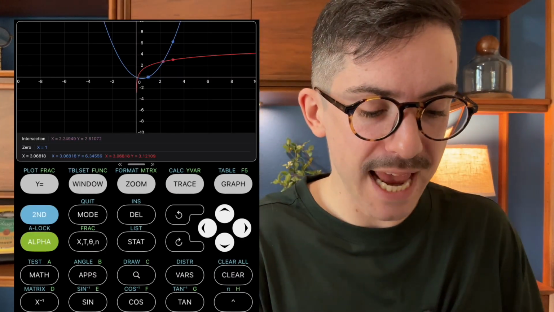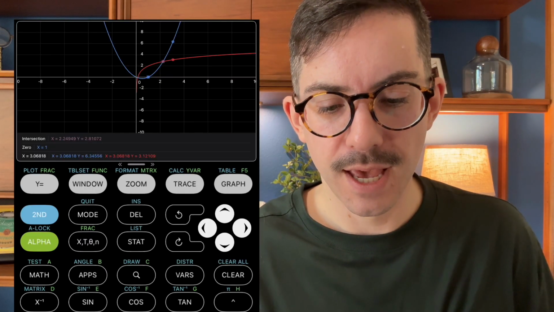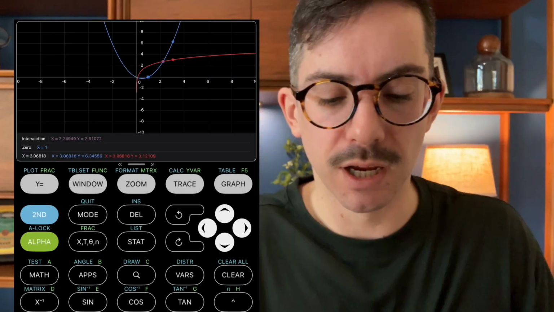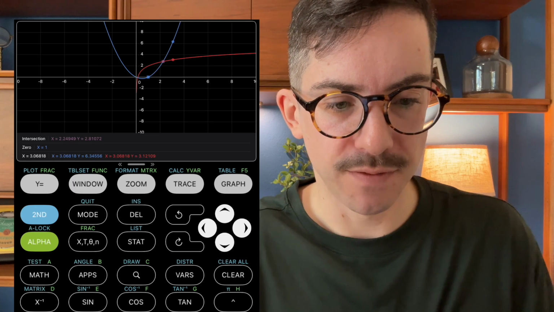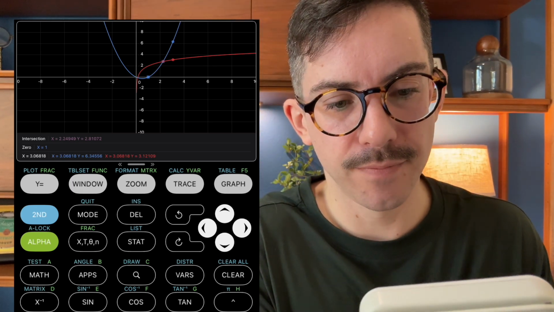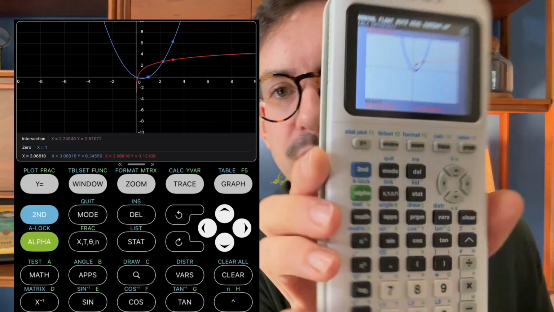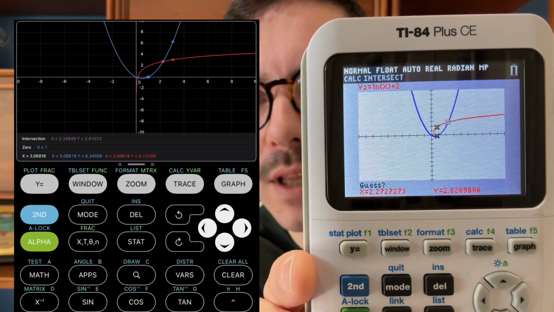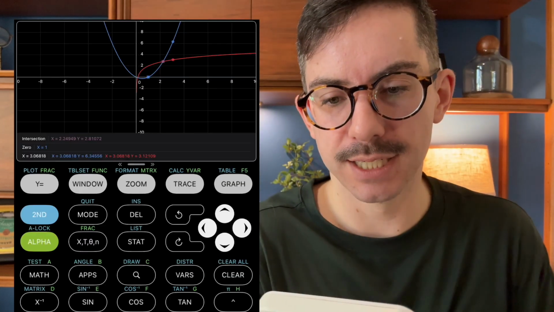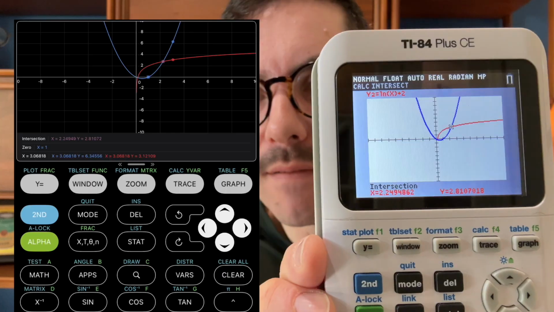And now I'm going to do second trace to get to my calc menu. I'm going to hit 5. It then asks for what your first curve is. So I'm going to say, okay, yep, that's my first curve. My second curve can be this one. Okay, that's great. And then it wants me to give a guess. So I'll navigate the cursor to near the intersection point and just hit enter. And you can see I get the same value.